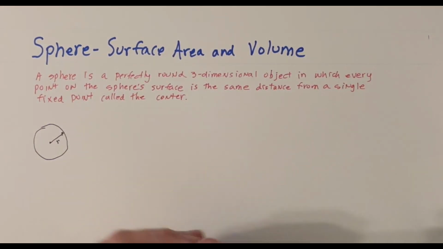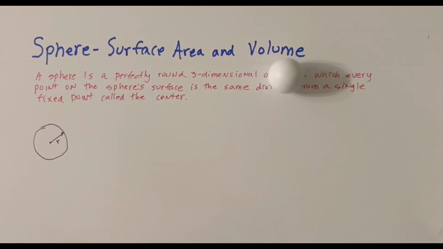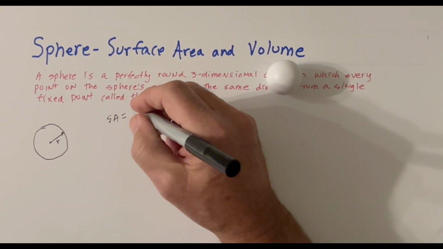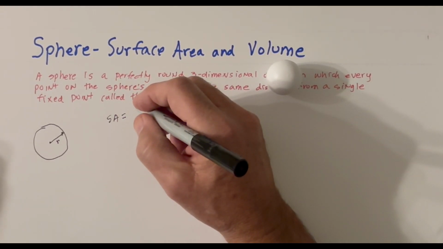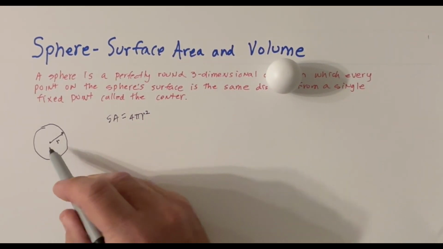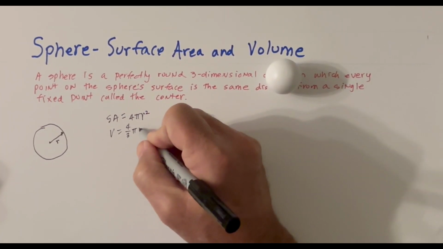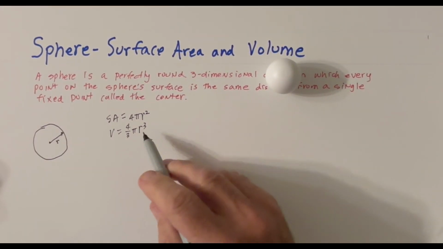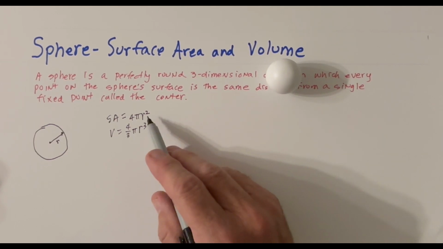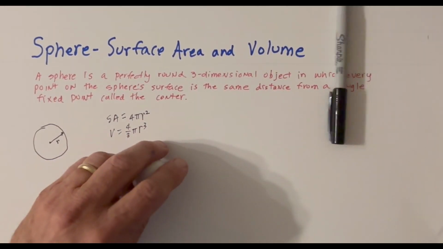Okay, for a sphere, I'll put that right there. That thing's going to roll away. The surface area is just equal to 4 pi r squared, where r is the radius, and then the volume is equal to 4/3 pi r cubed. So the distance is going to be cubed here, so it's going to have dimensions of cubic distance, and square distance for surface area. Now let's measure this sphere so we can do some calculations here.